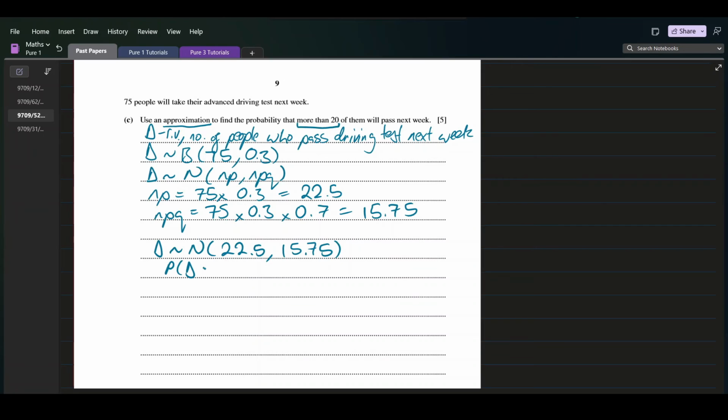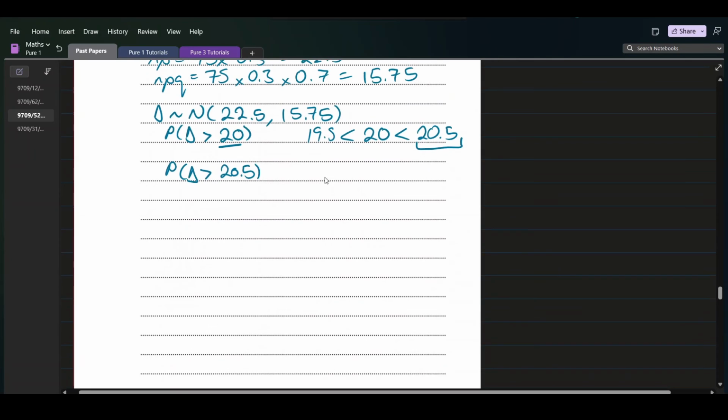So the probability that D is greater than 20. But remember that we're coming from a discrete distribution going to a normal or continuous distribution. So in a continuous distribution, 20 represents any number between 19.5 and 20.5. Since we want greater than 20, we don't want to include 20, so we'll start from 20.5 going upwards. So it means we want the probability that D is greater than 20.5.